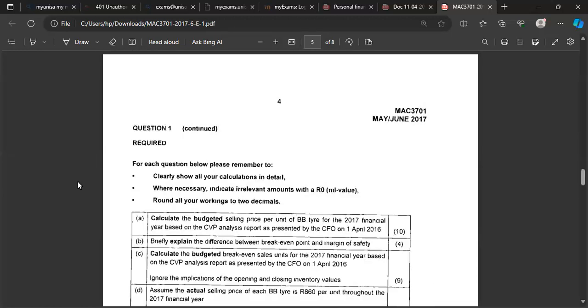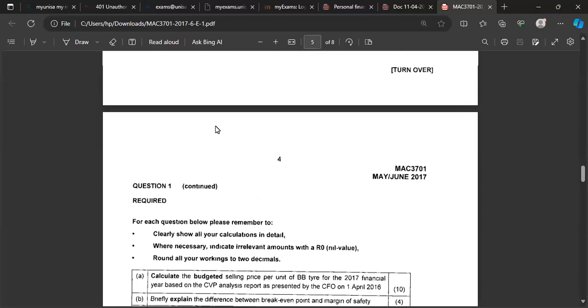So let's say we start off with this one here. In terms of principle, when they say calculate the budgeted selling price per unit of BP tire for the 2017 financial year based on the CVP analysis report, the cost volume profit analysis report, these are the things that have got to do with break-even calculations, contribution and what have you. So we are required to calculate the selling price based on those kinds of things. That's the requirement there.